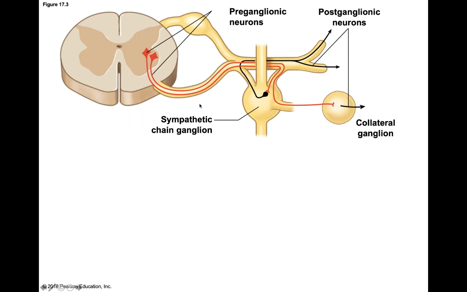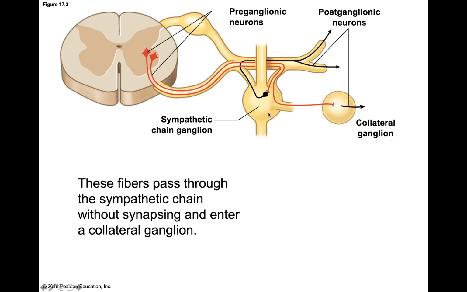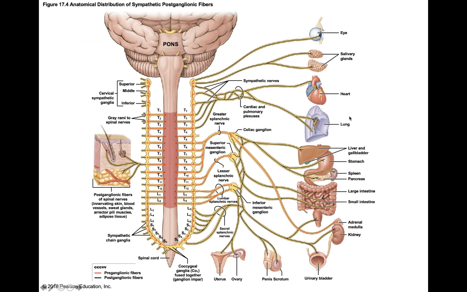Okay, so this would be an example of a preganglion neuron that is synapsing to another neuron in the sympathetic chain ganglion, and then it's re-entering the spinal nerve and exiting and going to the target organ. Then we have another neuron here that's not synapsing to a postganglion here, and it's going to go to something called collateral ganglion, without synapsing. So let's look at a bigger picture of that.